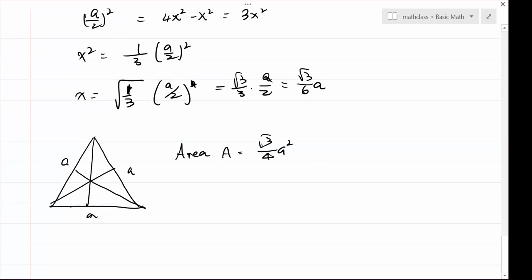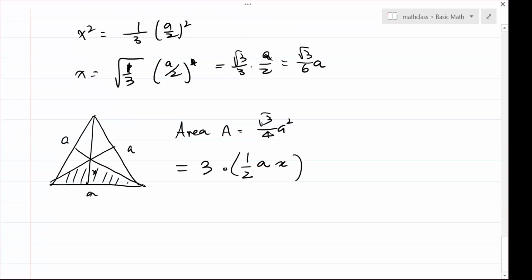But this triangle consists of 3 identical triangles. So this is also 3 times the area of that small triangle. What is the area of that small triangle? Half of a times x, because x is the height. Then the problem is very simple. So this side is 3 over 2 a x.